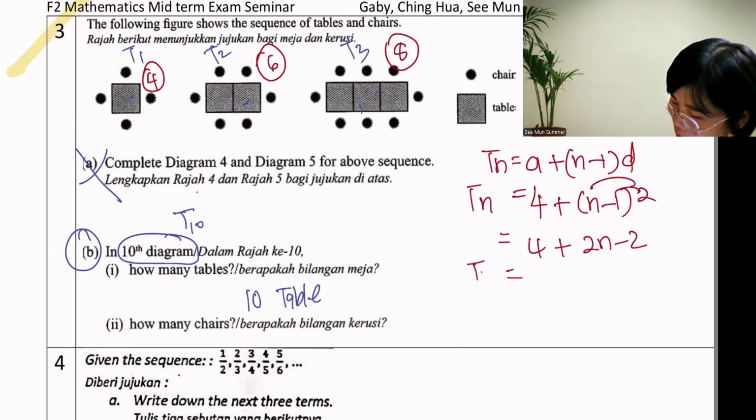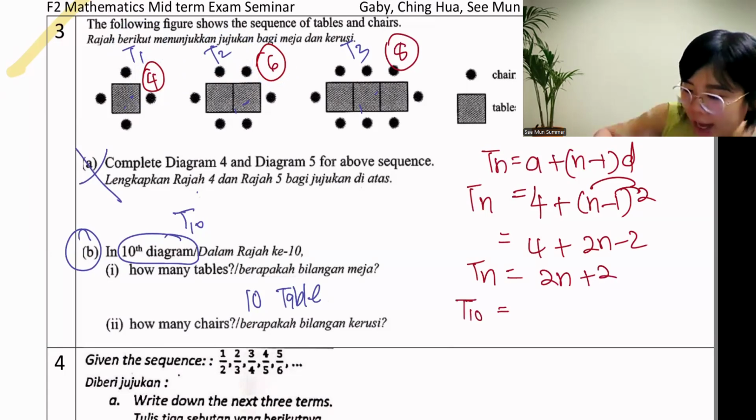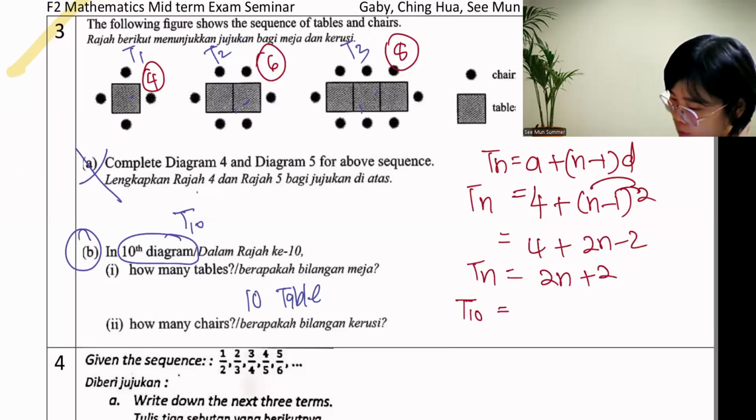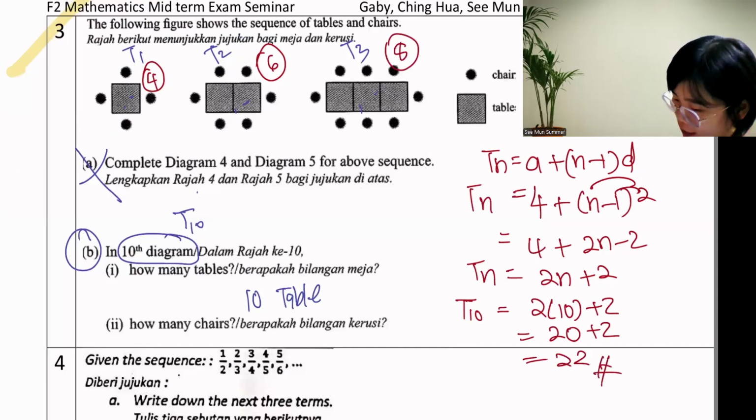So same thing, what I got is 2n. 4 minus 2 is plus 2 lah. So now my Tn term is this. So now I want to find T10, right? So only I sub in my n equals to 10. So it will be 2 times 10 plus 2. So it will be 20 plus 2, correct? And then you will get 22. So you will get T10 equals to 22 chairs.